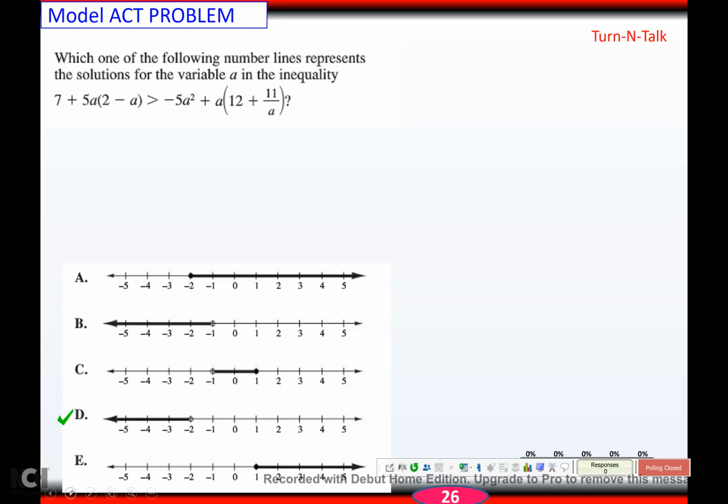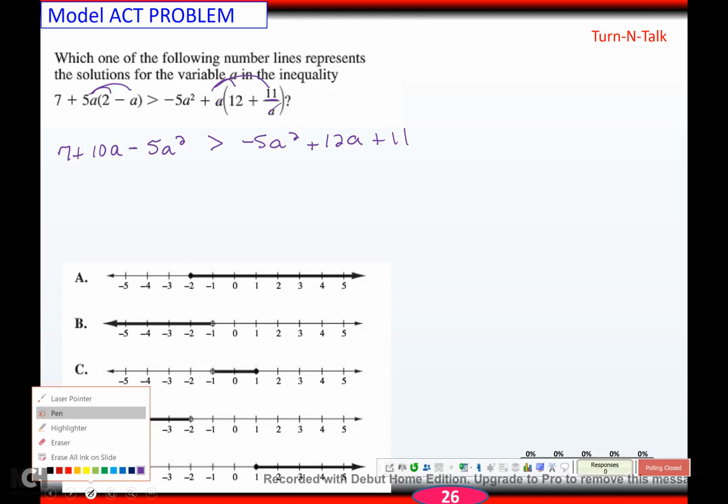And hopefully you got D. So it says, which one of the following number lines represent the solutions for the variable a in this inequality? Well, I got to simplify this and somehow get a alone. So the first thing I see is a whole bunch of parentheses. So I'm going to distribute here, and I'm going to distribute the a over here. So that would give me 7 plus 10a minus 5a squared greater than negative 5a squared plus 12a. And when you multiply a by this term that's dividing by a, those a's cancel out, and I'm just left with 11. Alright, so I've got everything distributed.